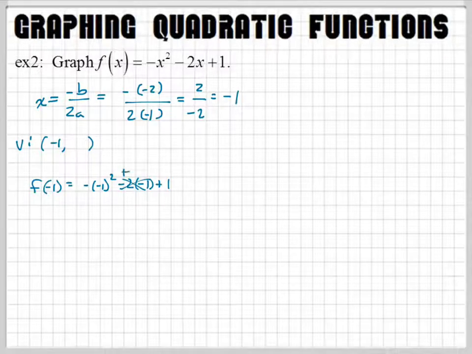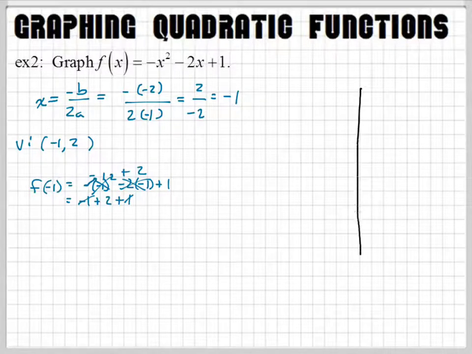This would give you a positive 2. This would give you a positive 1. Then the negative sneaks up on it. And so we have negative 1 plus 2 plus 1. The ones cancel out. We're left with 2. So there's our vertex. Now we can graph it. Our vertex is negative 1, 2, so we go right there. There's our vertex.